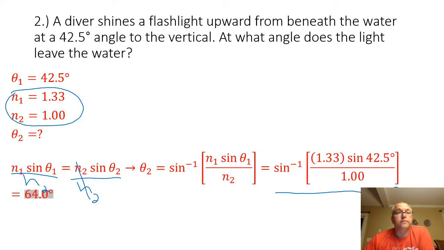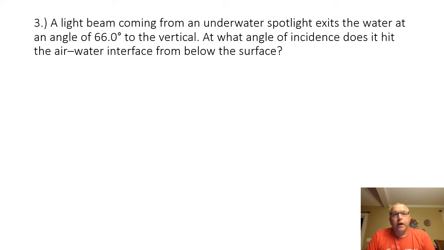64.0 degrees. Problem 3. A light beam coming from an underwater spotlight exits the water at an angle of 66.0 degrees to the vertical. At what angle of incidence does it hit the air-water interface from below the surface? So in this case, we are given the angle of refraction, the angle at which the light wave leaves the water. Remember, we always measure these angles from the normal, which is perpendicular to the boundary between the two mediums. So in this case, we're going from water to air.